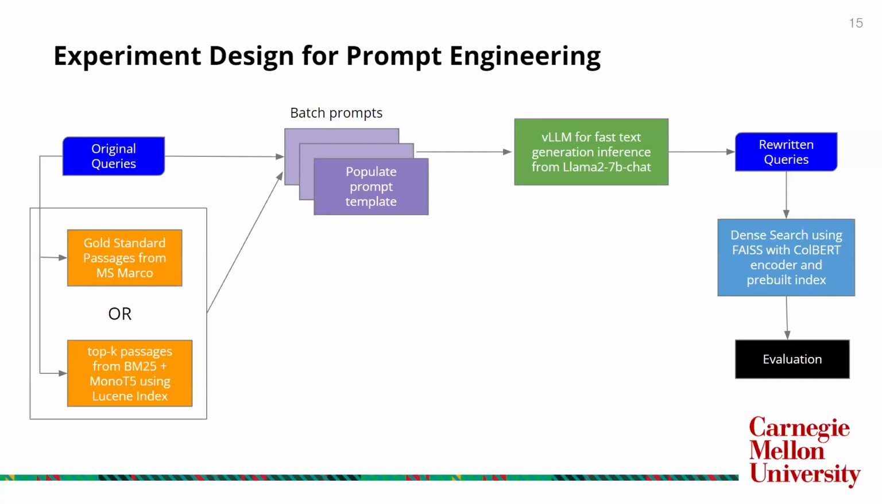So for this case, we particularly found that the vLLM library was extremely helpful for fast text generation inferencing. So we were able to significantly speed up our experiments because of this. And once we had the rewritten queries, we would send it to our dense retriever system, which was using the state of the art ColBERT to encode the queries. And for the passages, we used the pre-built index that was compatible with this. For the dense vector search, we used FAISS. And finally, when we had our final top K retrieved passages, we run that through our evaluation module and get the relevant metrics to evaluate our system.